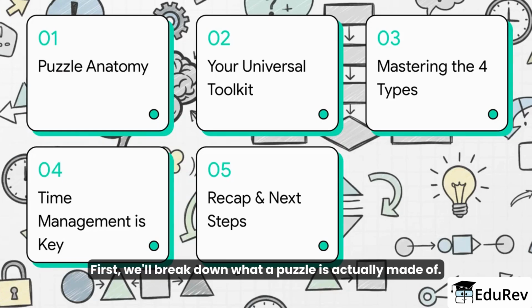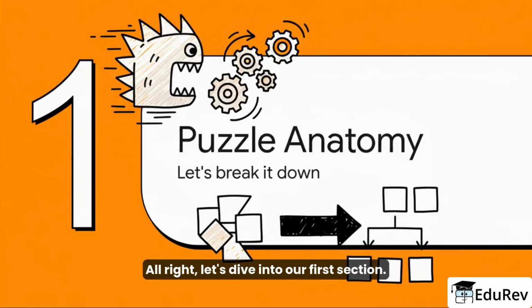So here's our game plan. First, we'll break down what a puzzle is actually made of. Then, I'll hand you your toolkit. After that, we'll see how to use it on the 4 main puzzle types. We'll also talk about the all-important skill of time management, and then we'll wrap it up with a quick recap and what to do next. All right, let's dive into our first section.